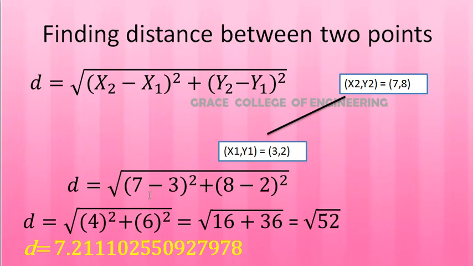Let's apply the values in this formula. Square root of 7 minus 3 the whole squared plus 8 minus 2 the whole squared. It is calculated. So 4 squared plus 6 squared. The answer is square root of 16 plus 36. Sum both the values. Then you will get square root of 52. The final solution is d is equal to 7.2111, and it will be continued.